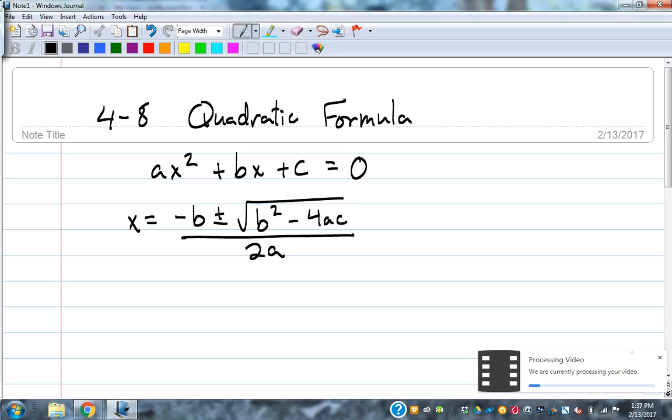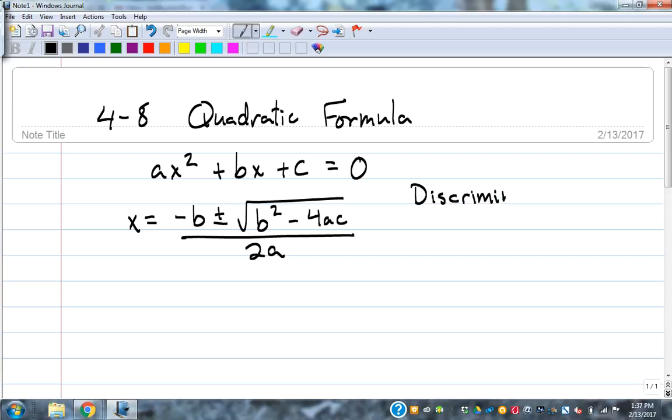And based on the discriminant, it is the b squared minus 4ac part. It's the part underneath the square root. The discriminant discriminates what kind of answers we're going to have. Okay? If that discriminant is less than 0, then we'll have complex solutions.